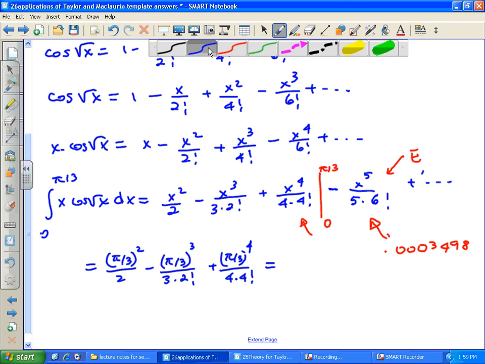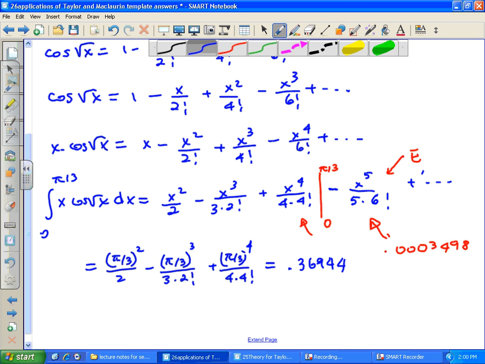Anybody who added those 3 terms? 0.36944? And we're saying that this answer approximates the actual answer for the integral with an error less than 0.00035 roughly. So it's a pretty good approximation for the actual answer. But keep in mind, the further away you go from 0, the worse off the approximation, the more terms you're going to need to add. Pi over 3 was a pretty small number. It was close to 0, so we didn't need that many terms.